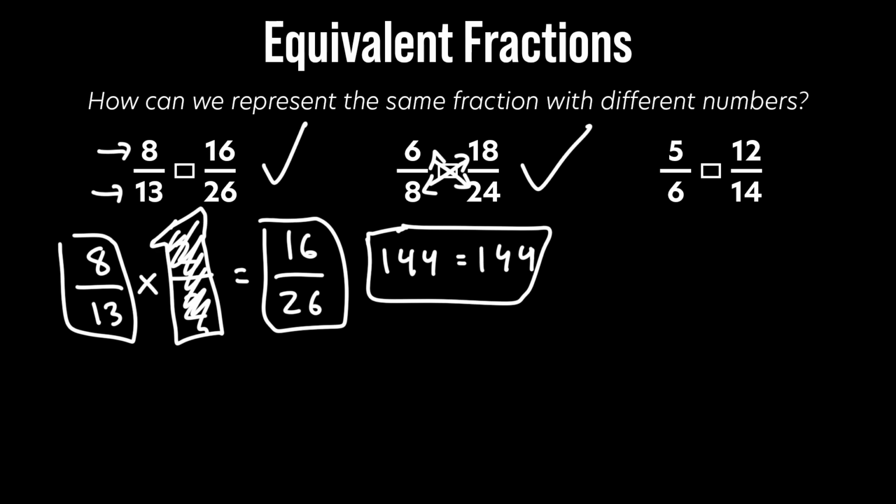Now let's try this example here. Using cross product, we take 5 times 14. We know we have to multiply diagonally on both sides. 6 times 12 is 72, and 5 times 14 is 70. And so these values are not equivalent, so we know the fractions are not equivalent as well.